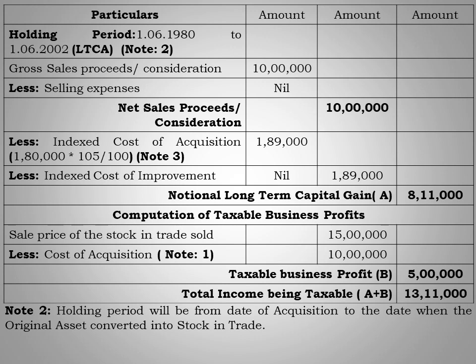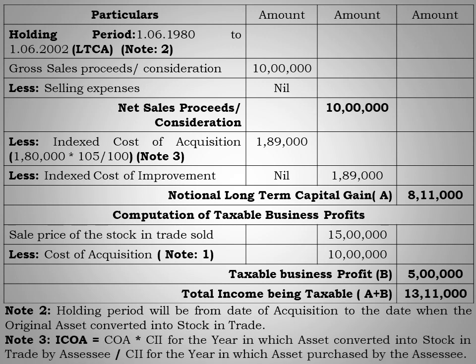And next one, we have to do the indexation, that is indexed cost of acquisition and indexed cost of improvement. Indexed cost of acquisition, they have provided the information regarding in note number 3. So how are we going to find out the indexed cost of acquisition in the special case where the capital asset has been converted into stock in trade? And here comes note number 3, that is indexed cost of acquisition equals the cost of acquisition. What is the cost of acquisition?